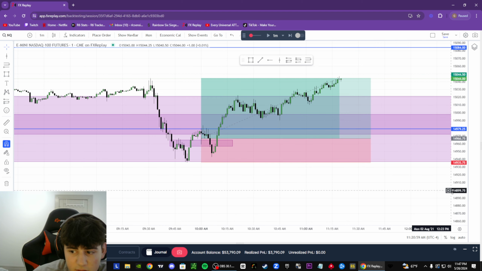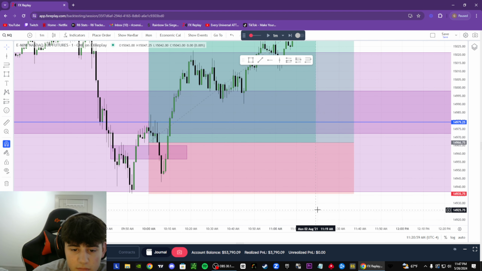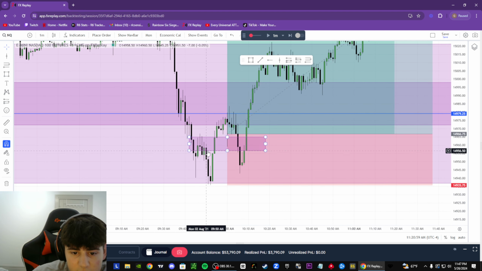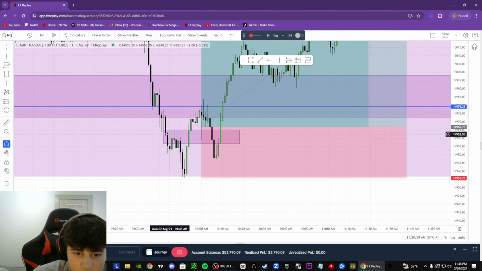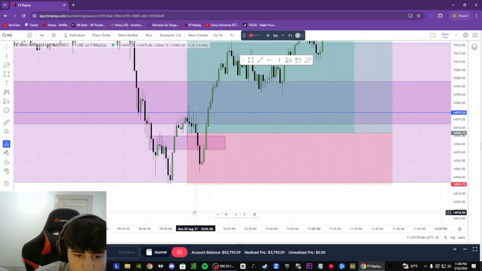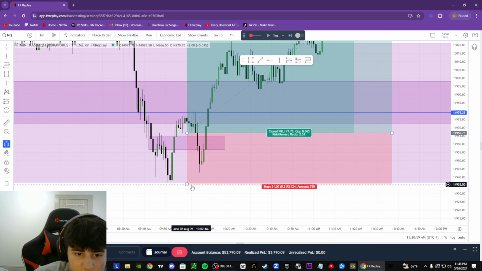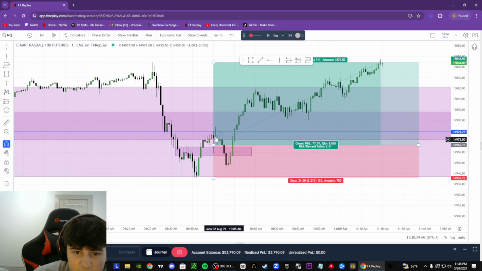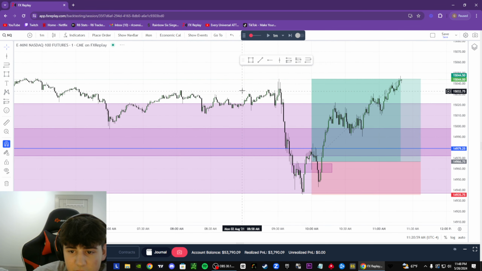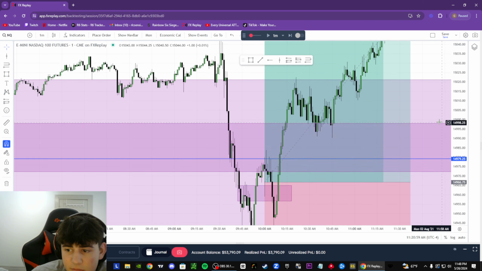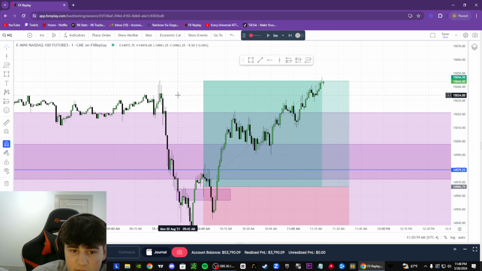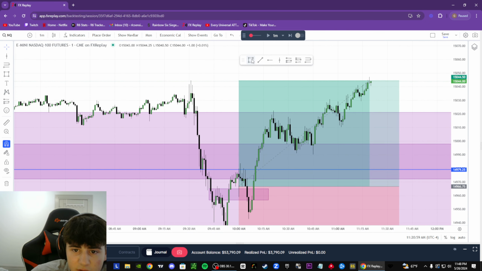So this is what I'm looking at on the 1 minute, right? What I'm seeing is a market maker buy model waiting to happen, with this being the original consolidation right here, which is why this was my target.